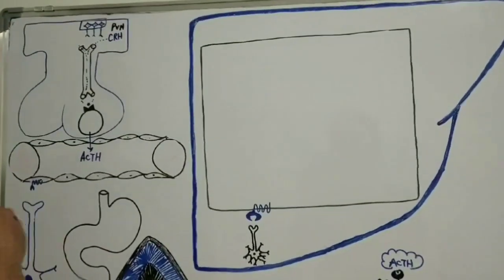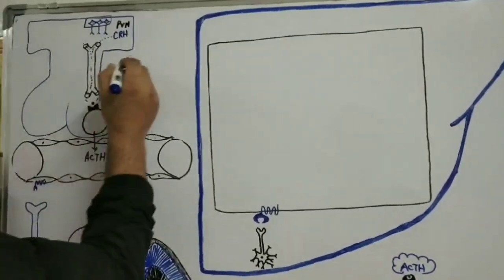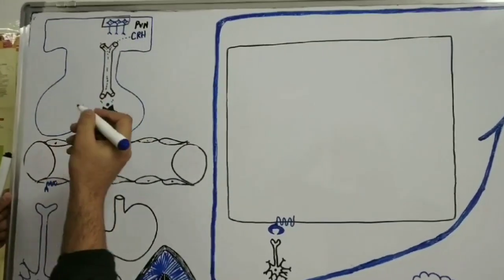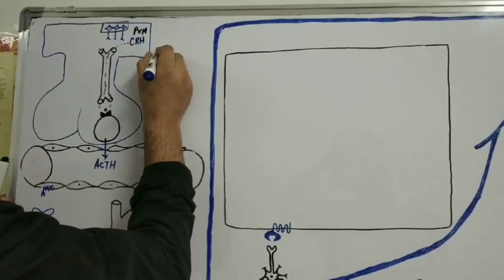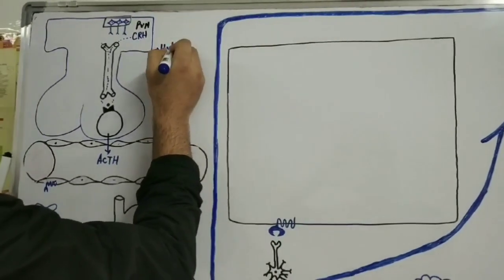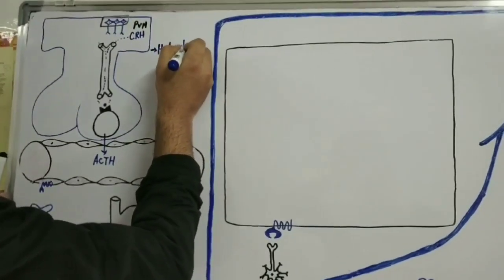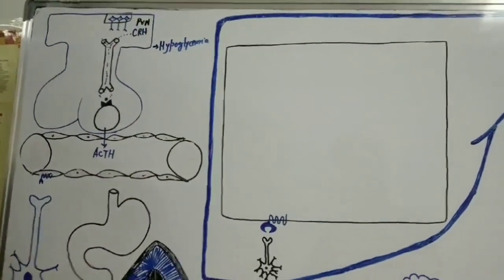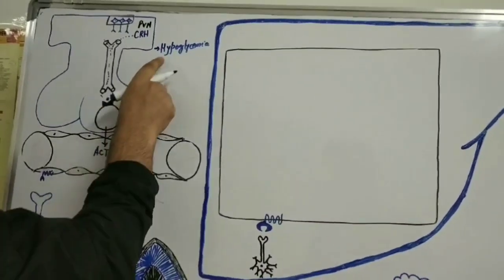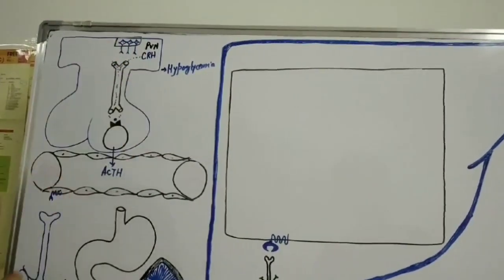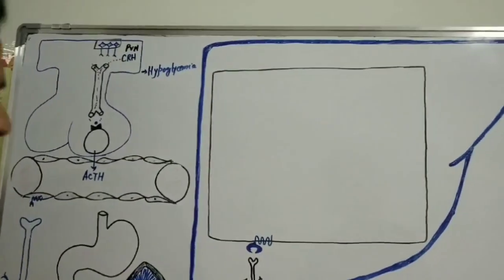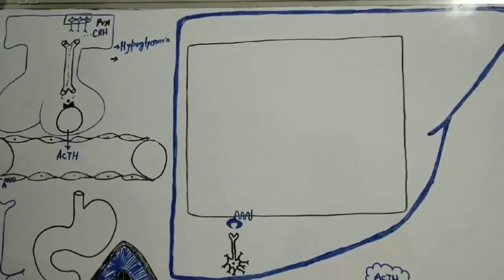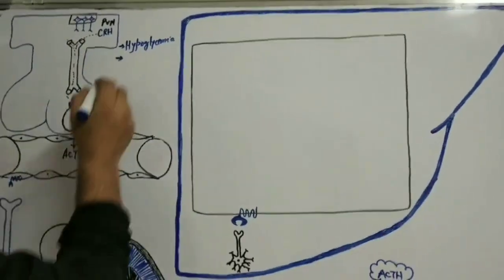The first thing that stimulates the paraventricular nucleus, which releases the CRH, is hypoglycemia. If there is a low blood glucose level, at that time the paraventricular nucleus is stimulated, or we can say at that time cortisol is released. The second stimulant of the paraventricular nucleus is stress.